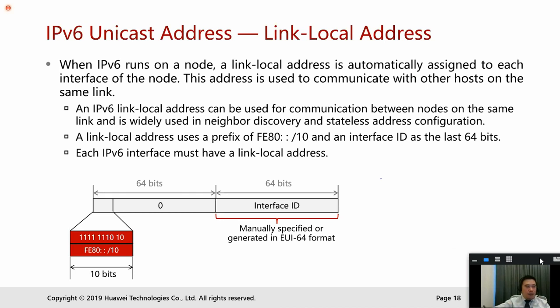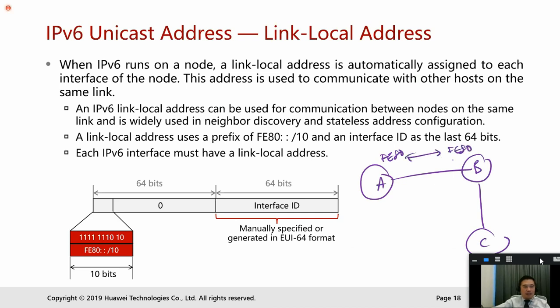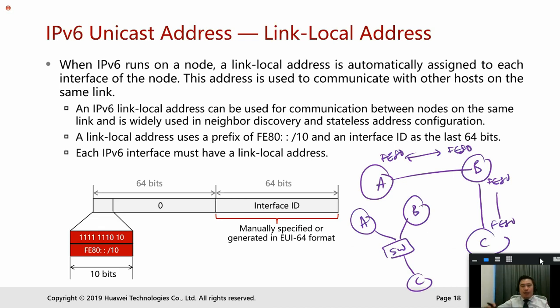They are only used within the same link. It means that with router A, B, and C, in this case, router A has one FE80, router B has one FE80, and on this interface, I have another FE80. They only communicate within the link. Let's say A and B are connected by switches to C, then the FE80 addresses can communicate between A, B, and C. That is how they can communicate only on the same link.